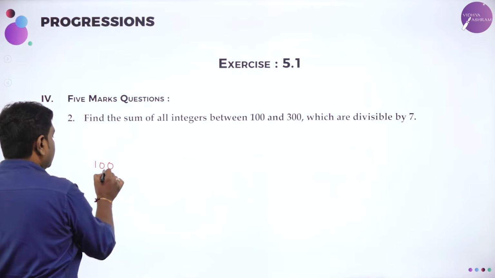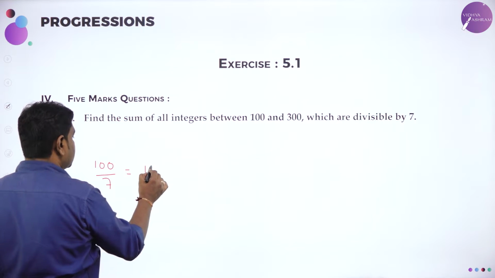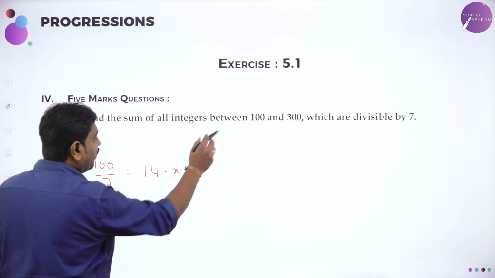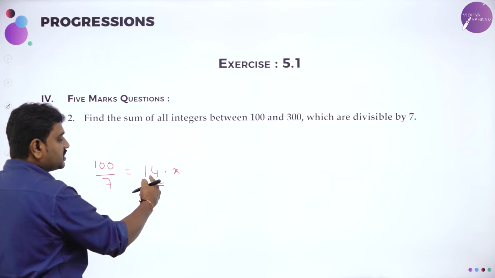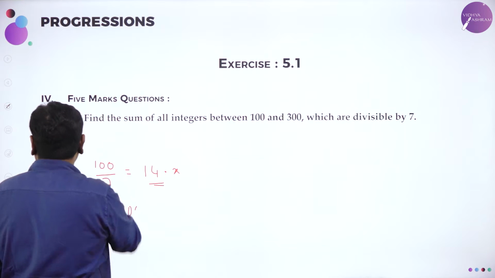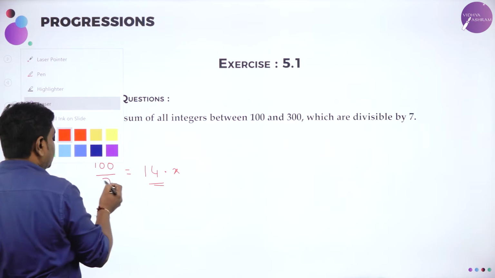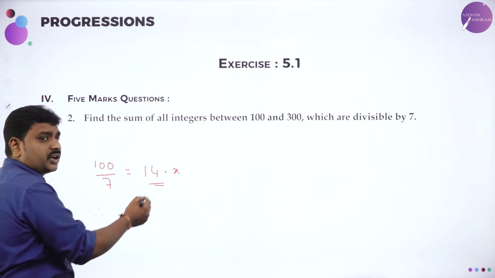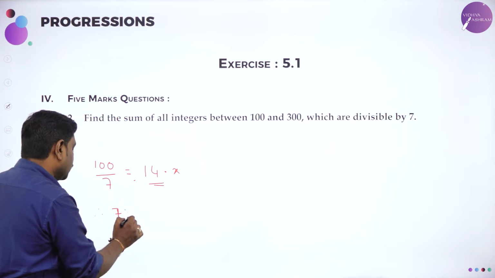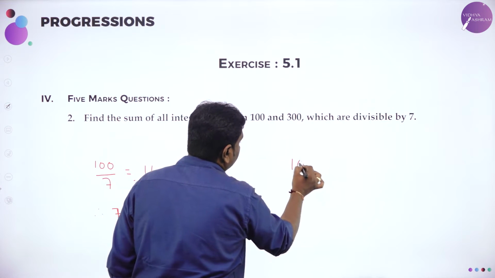So 100, when I divide by 7, 7 4s are 28, and I get 14 point something. Therefore, the first number that is divisible after 100 is for the next integer after 14 point something. That next integer is 15. So I'll try 7 into 15. When I try 7 15s, I'll get 105. The first number that is divisible is 105.